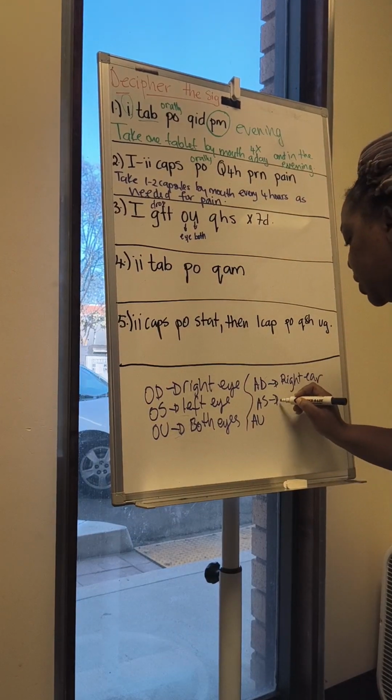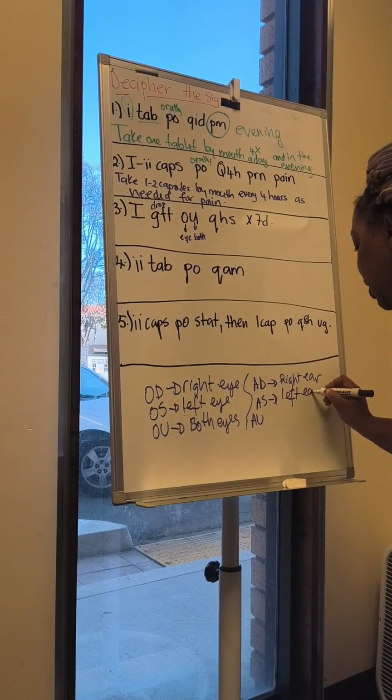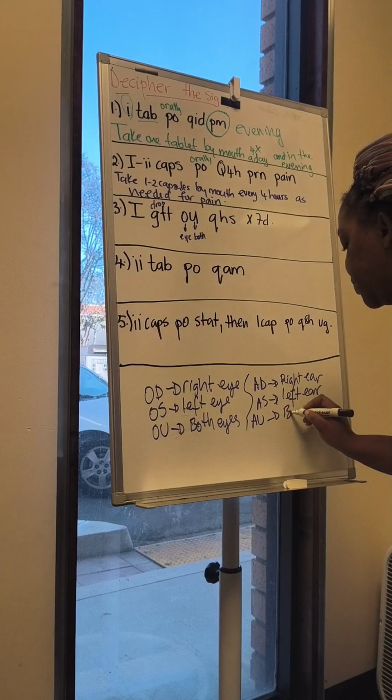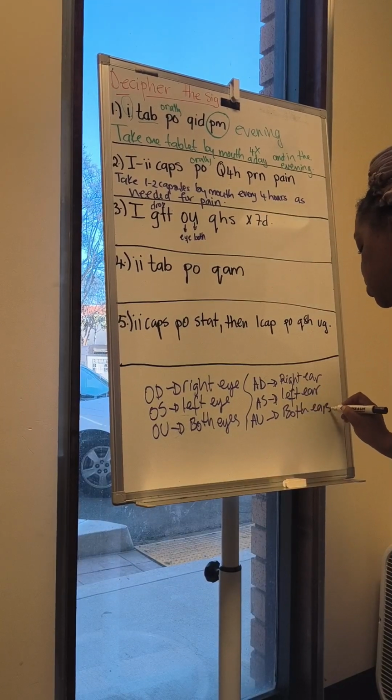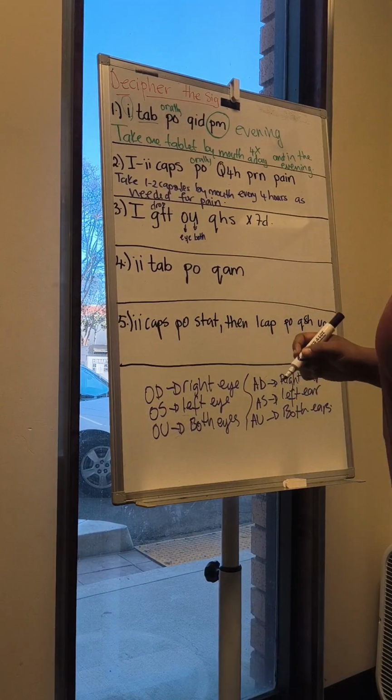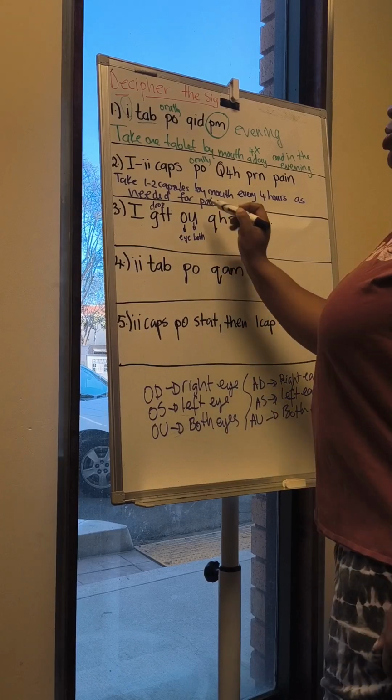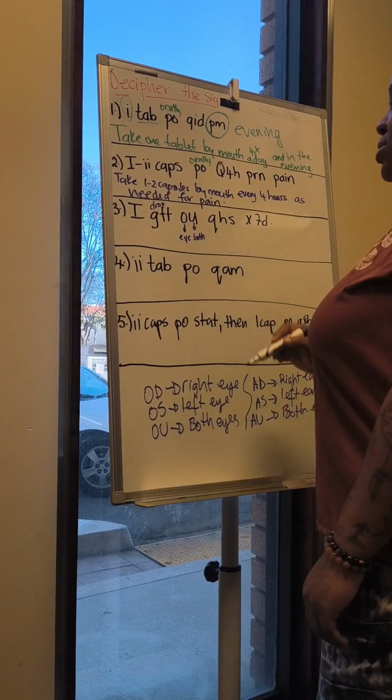And OS is what? Left ear. Good job. And AU would be both ears. Good job. So let's go back to what we're doing. One drop in both eyes, QHS.